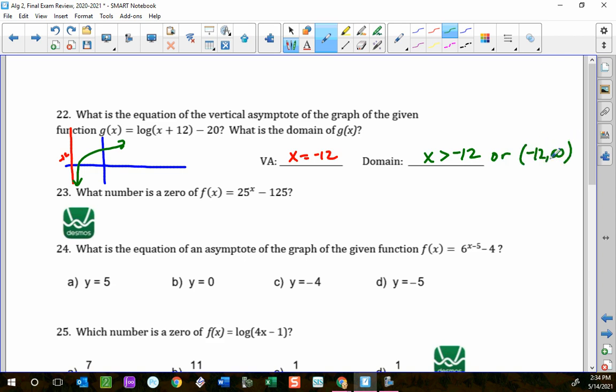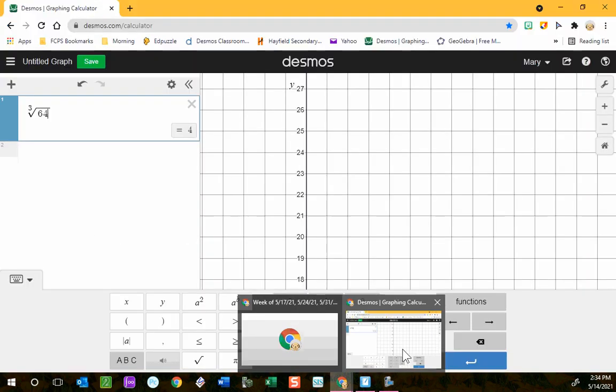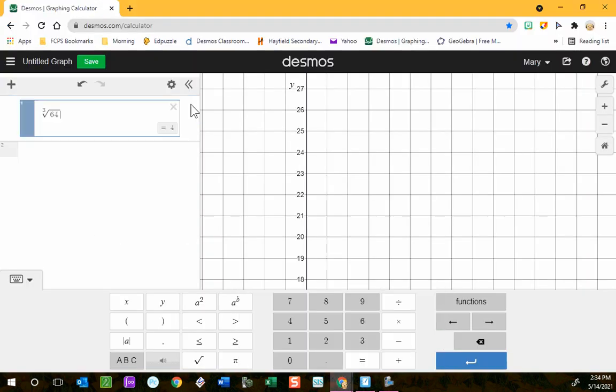Okay. So you can graph that on Desmos, but it might be a little bit annoying because it's kind of a bigger number. All right, what number is a 0 of this exponential function? So the key thing here is to remember 0. 0 means x-intercept. So all it takes, I put this Desmos thing here. So look at the graph, 25 to the x minus 125. So let's take a look.